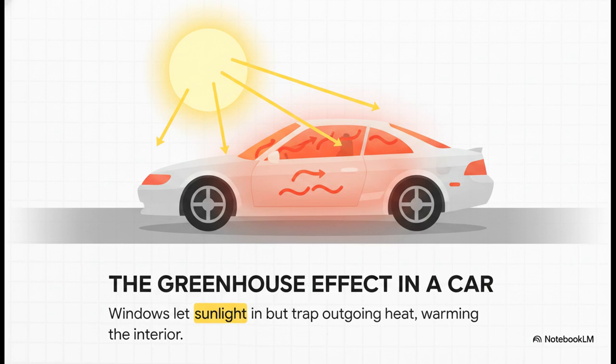Think about a closed car sitting in a parking lot under the glaring summer sun. The glass windows are transparent to the incoming shortwave solar radiation. The sunlight streams right in. But that same glass is opaque to the outgoing long-wave heat radiation trying to escape. The heat gets trapped, making the inside of the car much hotter than the outside air. Well, that is exactly how our atmosphere is currently behaving.